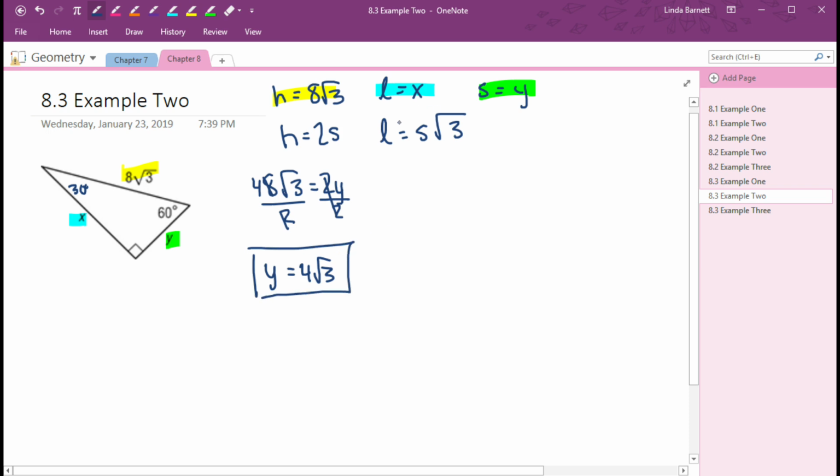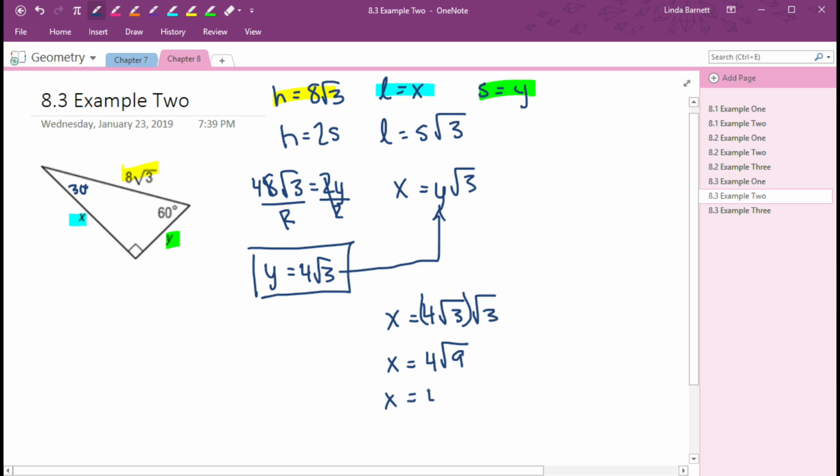I still need to solve for x, so I'm going to use my other formula. My long leg, which is what x is equal to, is going to be my short leg, y, times root 3, but we know what y is, so we can plug y in right there. So x is equal to 4 times the square root of 3 times the square root of 3. These two things under the radical can multiply, so this is equal to 4 times the square root of 9, because 3 times 3 is 9, and the square root of 9 is 3. So x is equal to 4 times 3, which is 12. So x is equal to 12.